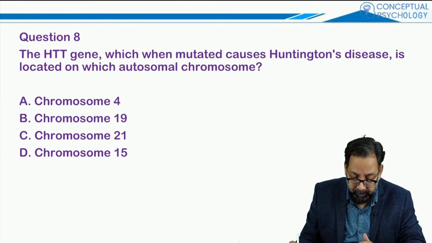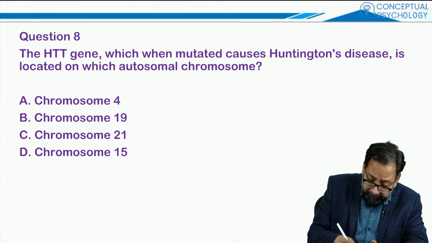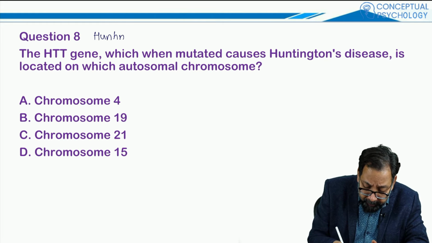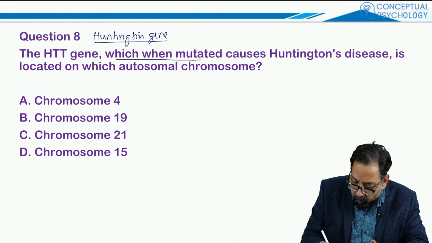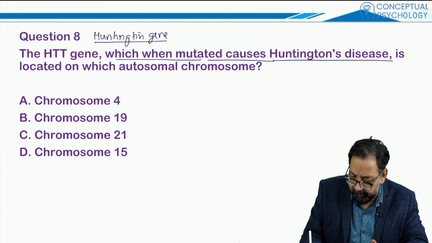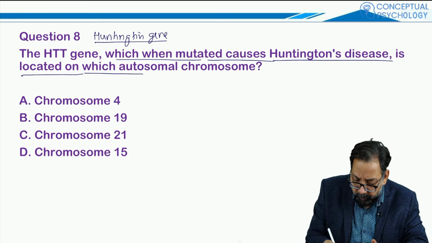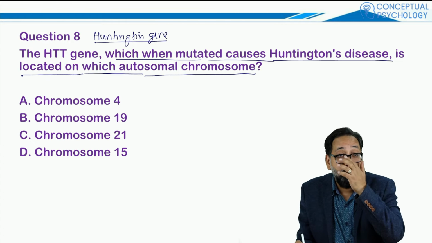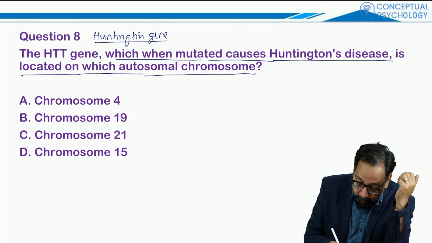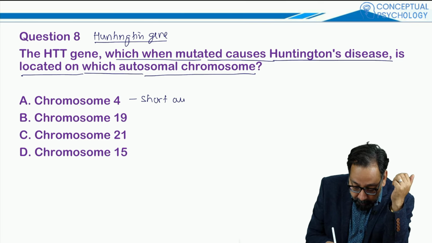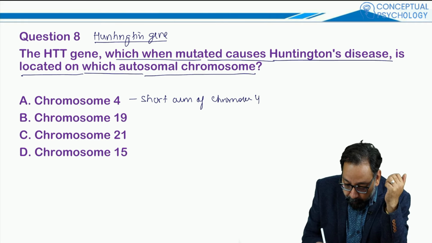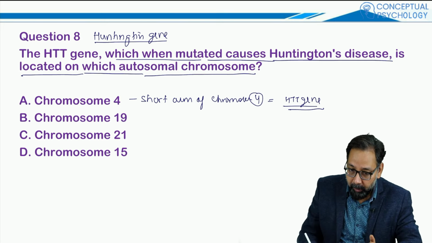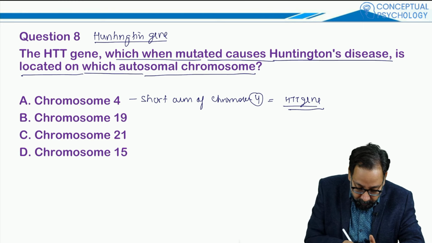Next question: the HTT gene, that is the Huntington gene, which when mutated causes Huntington's disease, is located on which autosomal chromosome? Chromosome number 4. The short arm of chromosome 4 has the HTT gene. Okay, so the answer is A.